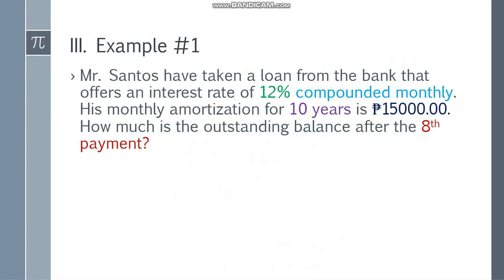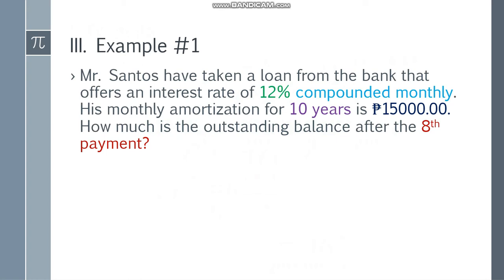So let's have the first example. Mr. Santos has taken a loan from the bank that offers an interest rate of 12% compounded monthly. His monthly amortization for 10 years is 15,000 pesos. How much is the outstanding balance after the 8th payment?